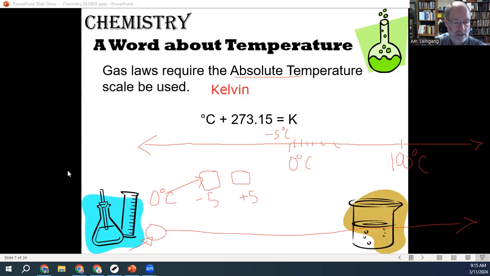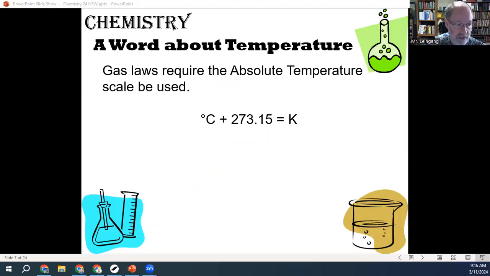What's important is for you to drill into your brain that whenever you're dealing with gases, you must put your temperature into the Kelvin scale. You must convert it to Kelvin. Now, thankfully, that's pretty easy to do. You can see the equation on the board here says, take your temperature in Celsius and add 273.15, and that will give you your Kelvin.